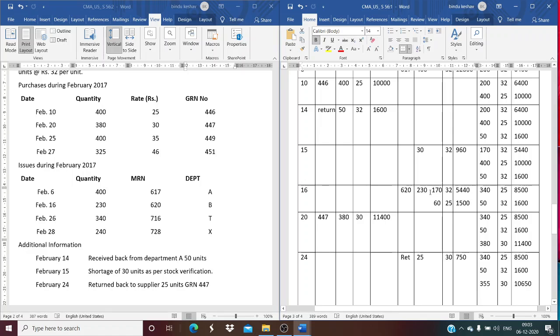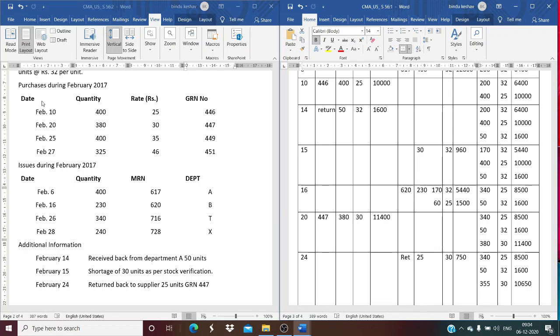Now to issue 230 units, the first lot has to be taken fully, that is 170 units at rupees 32, and from the second lot 60 units have to be taken. So from the first lot 170 units at rupees 32, from the second lot 60 units at rupees 25 will be issued. So what is remaining now? The first lot is entirely issued and from the second lot 60 units are issued. So 400 minus 60 units, 340 units at rupees 25, 8,500, 50 units at rupees 32, 1,600.